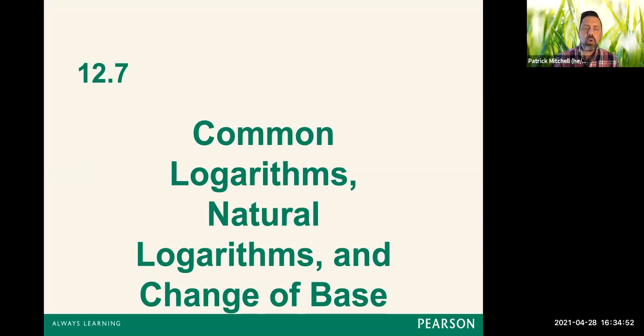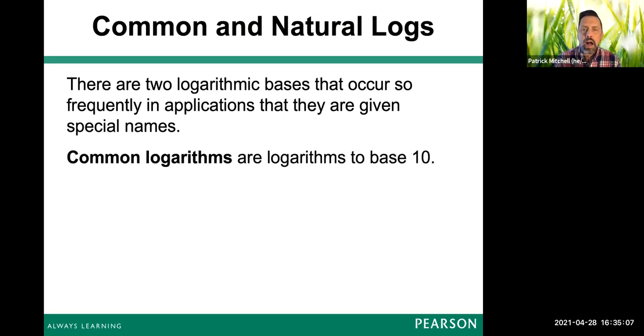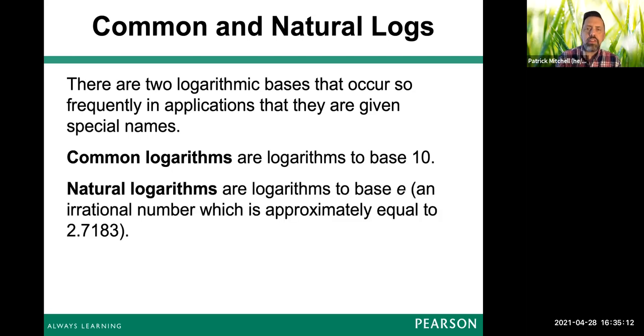Today, we're looking at Section 12.7 on common logarithms, natural logarithms, and change of base. There are two logarithmic bases that occur so frequently in applications that they are given special names. Common logarithms are logarithms with base 10, and natural logarithms are logarithms to base e, which is an irrational number that is approximately equal to 2.71828182845. Now you might be thinking, well, what's natural about that? And my answer is you'll find out at some point through calculus, I think at the beginning of Calc 2.